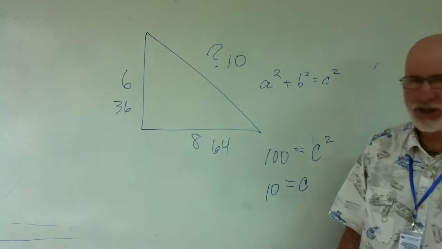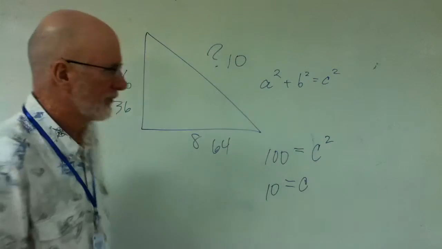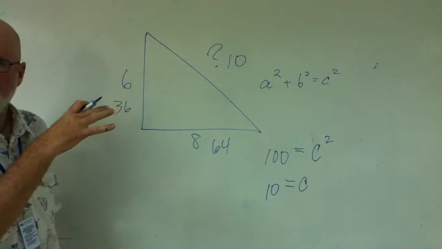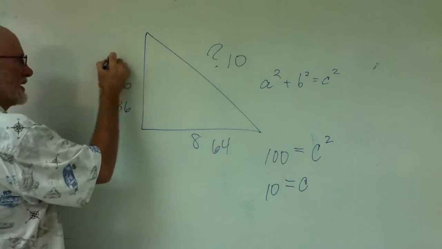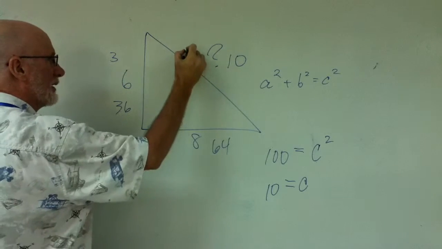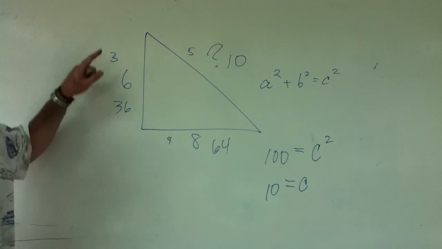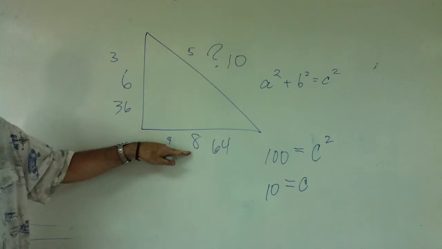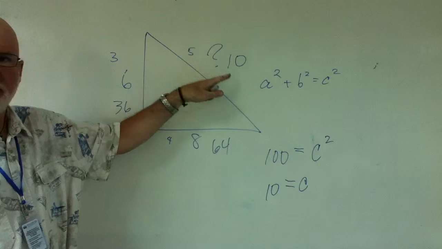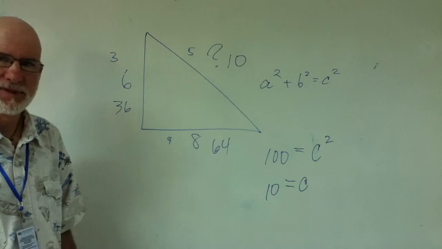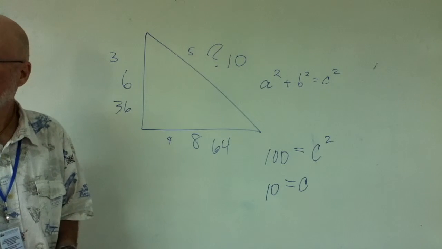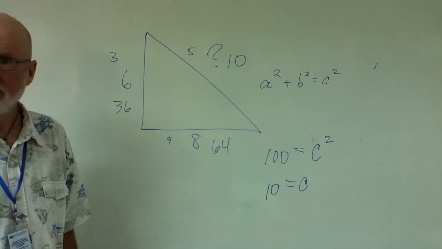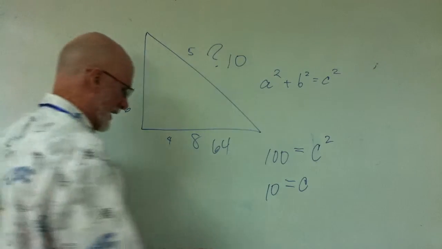Now, do you see the pattern yet? This is kind of a special triangle. Remember I said 3, 4, and it was 5? Double 3, what do you get? 6. Double 4, what do you get? 8. Double 5, what do you get? Snap. Okay? Easy? You okay? All right, now.